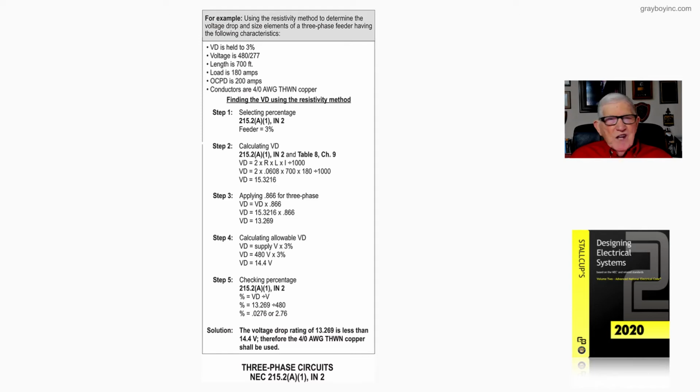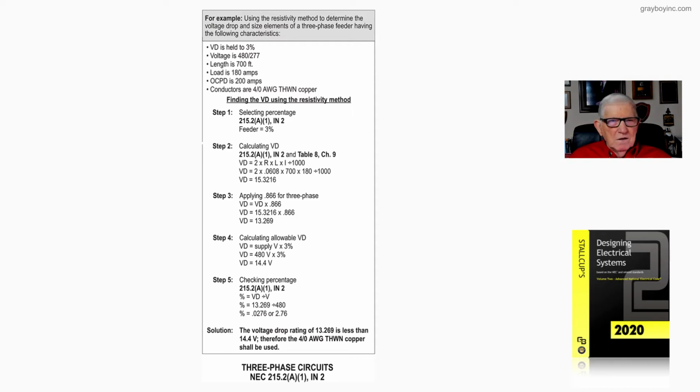Now in the example, using the resistivity method here, to determine the voltage drop in size elements of a three-phase feeder having the following characteristics. 3%, we want to hold the voltage drop to 3%. It's a 480 volt, 277 volt system. 700 feet. Load is 180 amps. The overcurrent device is 200 amps. And conductors are 4 AL.